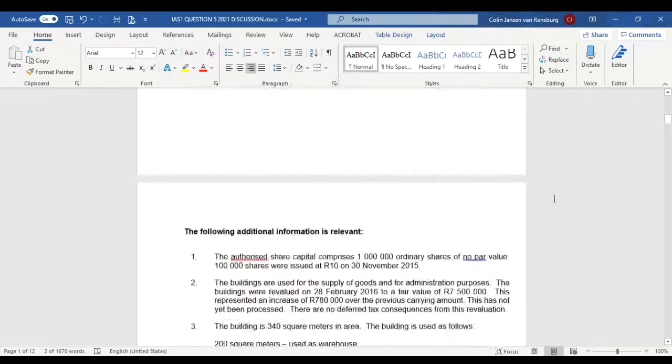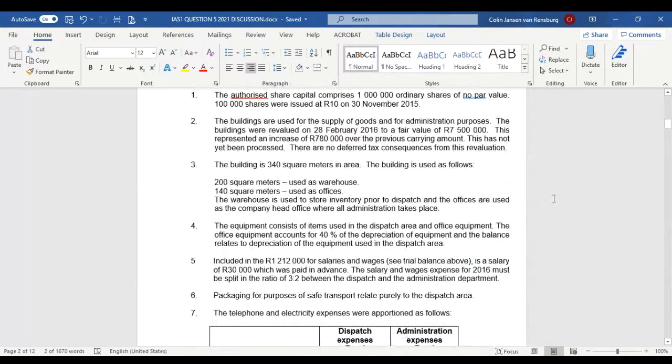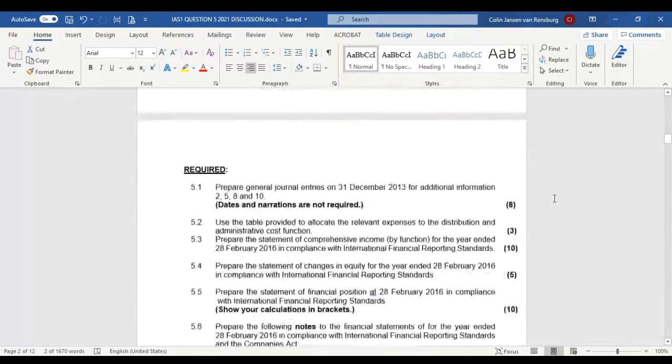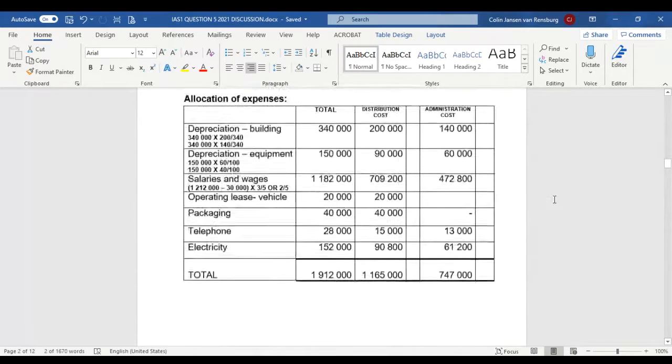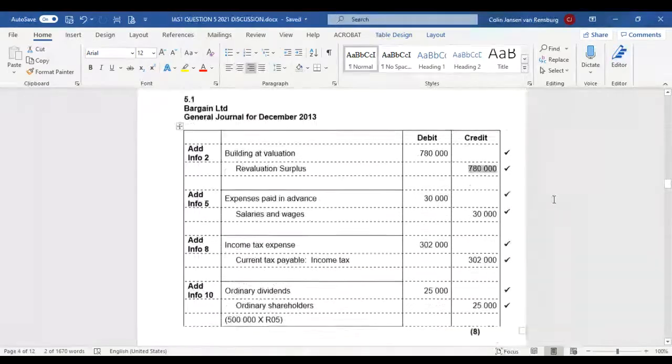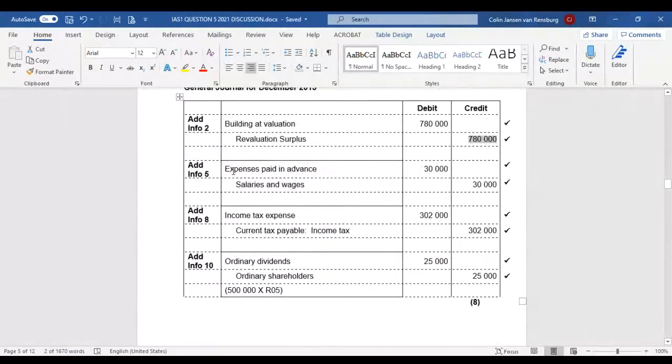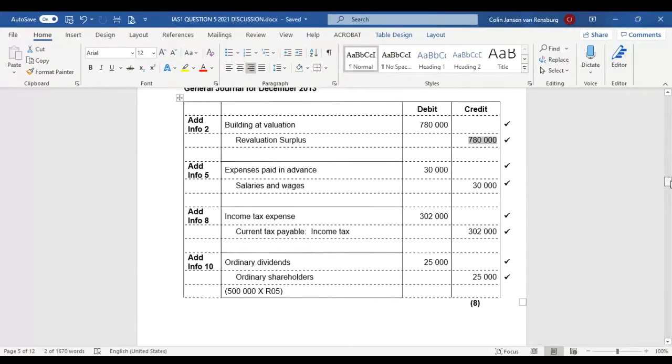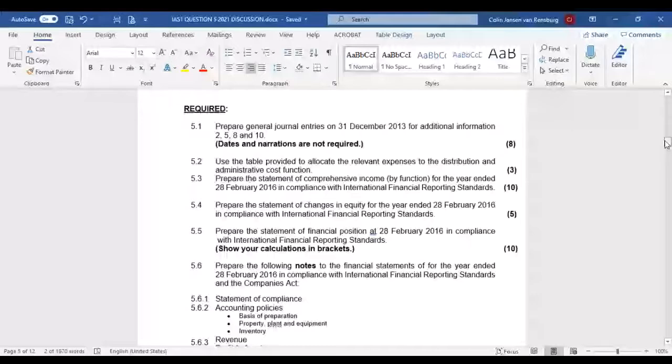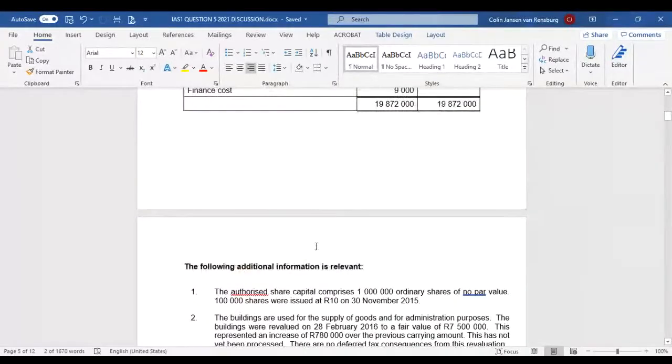So let's go and have a look at our journal entry, and you obviously know it's 30,000 rands that we must go and take out. So let's scroll down to our journal entry there. There we've got it. So we're going to debit expenses paid in advance, like you said, with 30,000 rands, and we're going to credit the salaries and wages in order to take it out of that figure, right? So that's not part of our expense for the year.